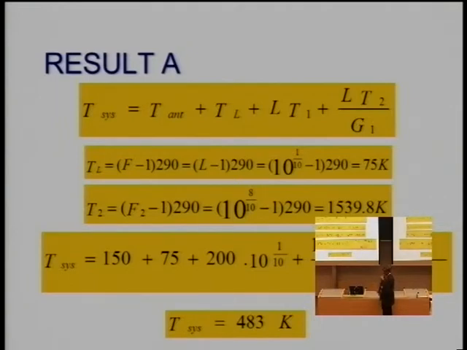But since this is a fairly high number, this term is not so high. Overall, we get a system temperature of 483 Kelvin. So this is more than twice as high as the LNA. So once you think, hey, I have a wonderful LNA with 200 Kelvin, but a lot of other things come in. And in the end, you think, wow, my link budget doesn't work.